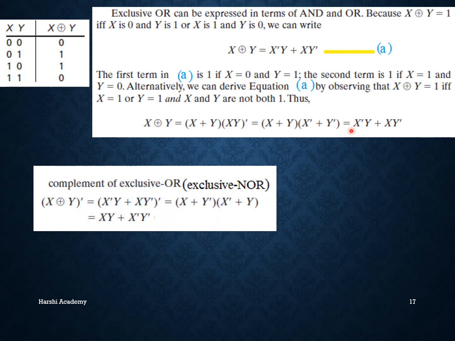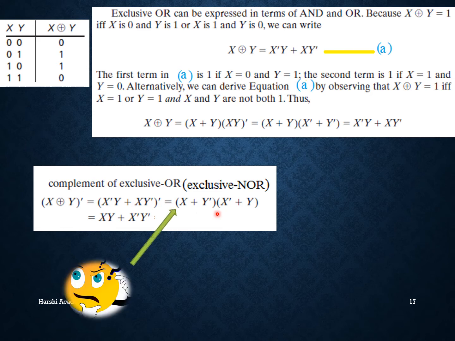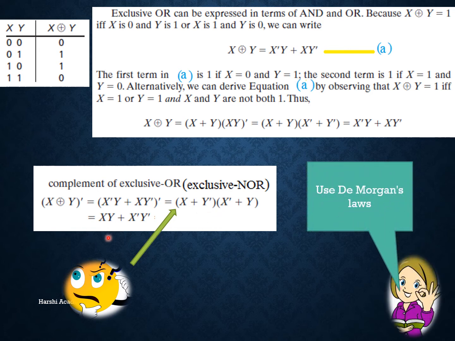And also, we can write the complement of exclusive OR, that means exclusive NOR, like this. We can write the output of exclusive NOR as this, and this comes to this form. How? Think and use De Morgan's theorem to come to this answer. This represents the equivalence operation of exclusive NOR.